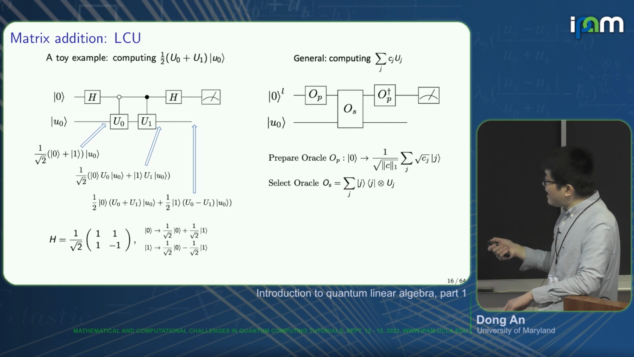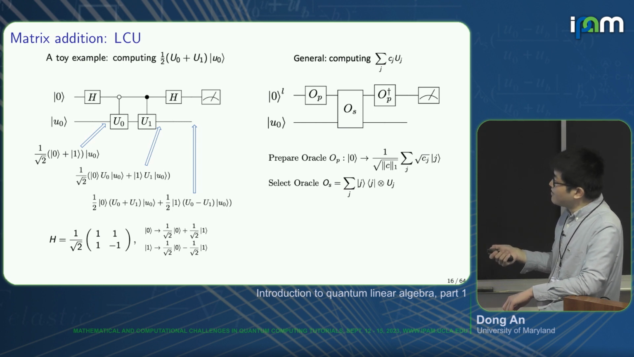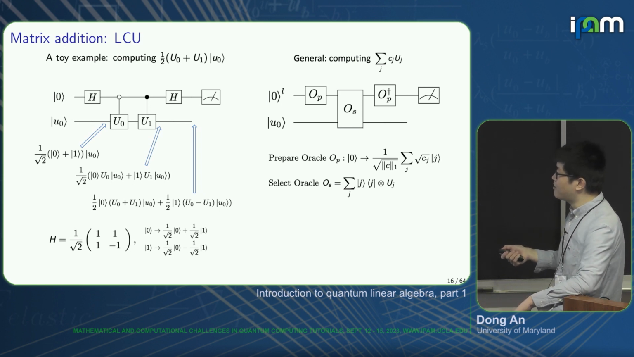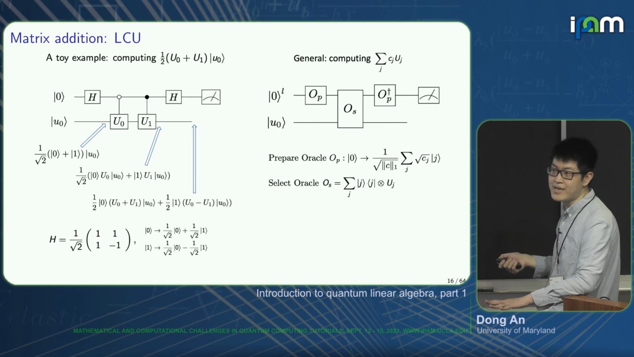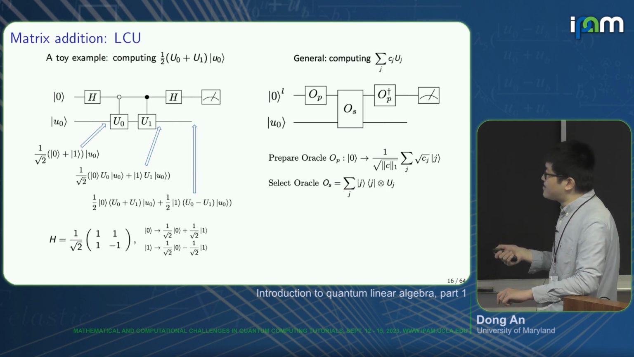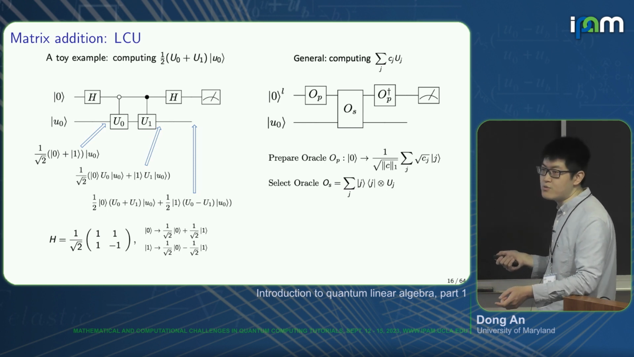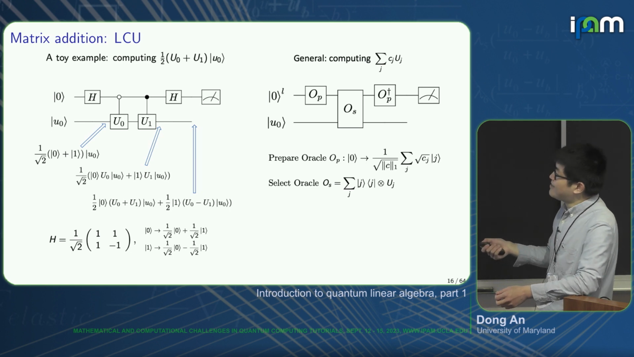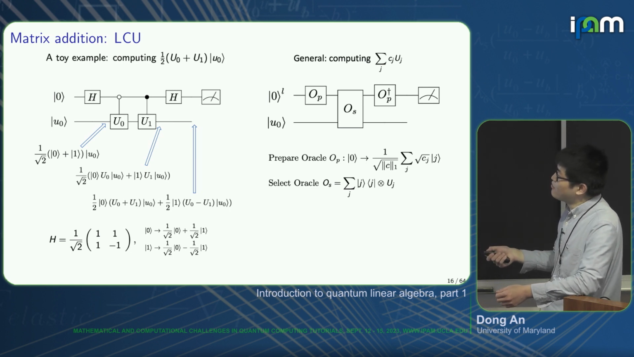And then after applying the prepare oracle, or that Hadamard gate, we have the so-called select oracle. The select oracle is written down in this form. It is a controlled implementation of the unitaries. That is, if my ancillary register is j, then I will apply my unitary Uj. So this is what we call the select oracle. A toy example of the select oracle is right here. That is, if we have 0, I apply U0. If I have 1, I apply U1.